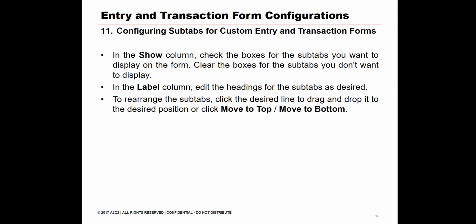To configure subtabs for custom entry and transaction forms, check the boxes for the subtabs you want to display on the form and clear the boxes for the subtabs you don't want to display in the Show column. Edit headings for subtabs as desired in the Label column. To rearrange the subtabs, click the desired line to drag and drop to the desired position, or click Move to Top, Move to Bottom.